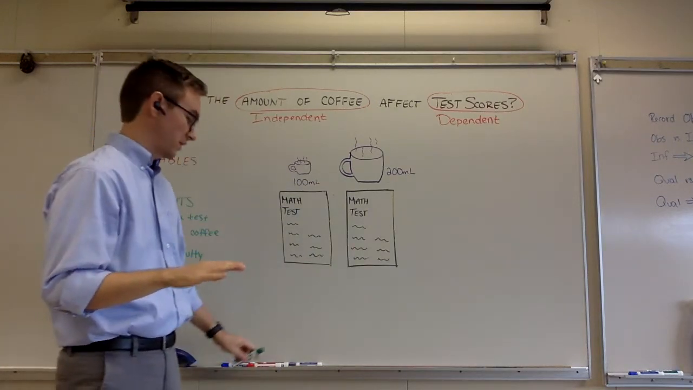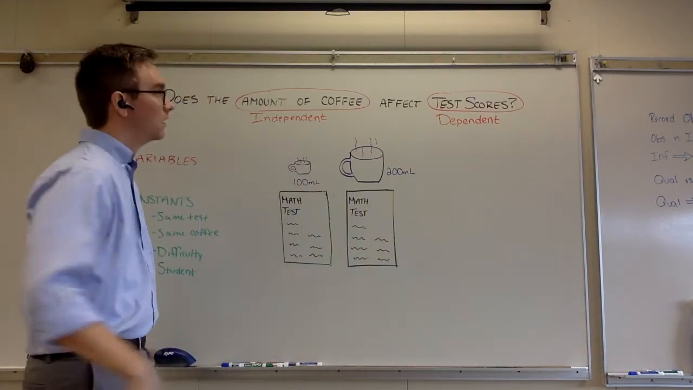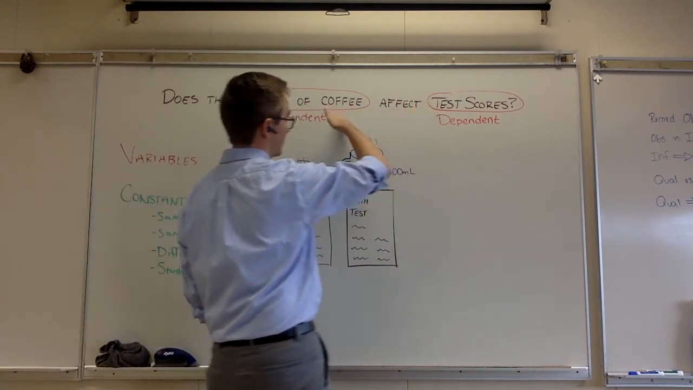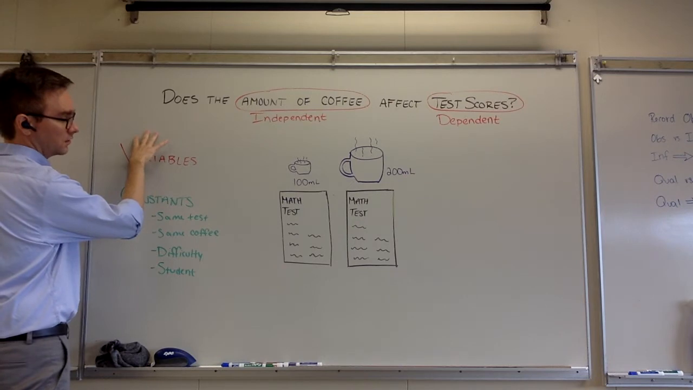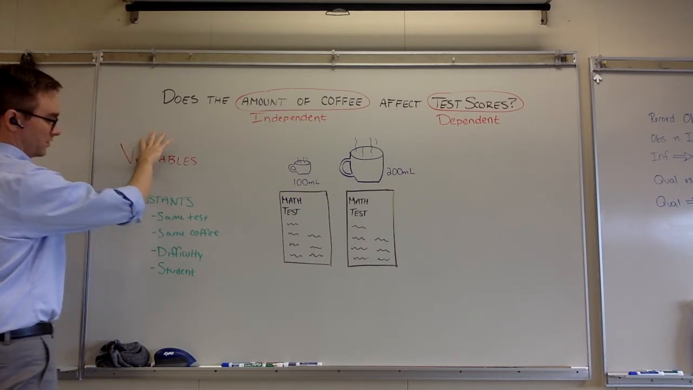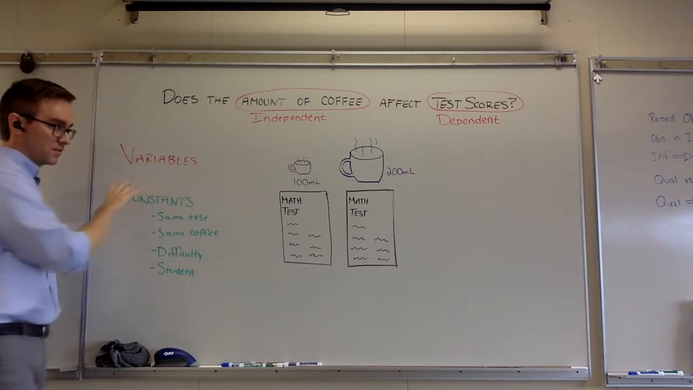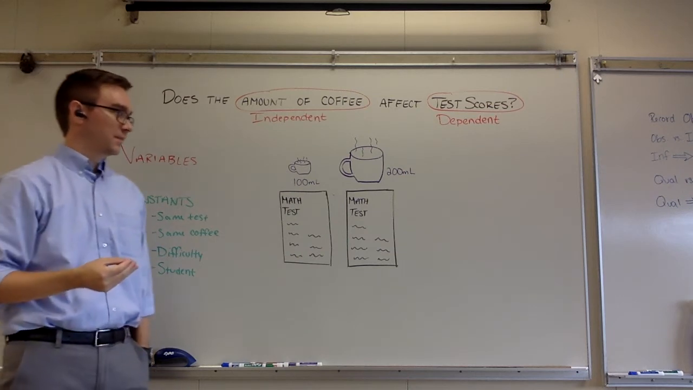You don't want to test multiple things. You just want to test one thing at a time: how it affects the test scores. All right? So we have our variables, we have our constants, we're ready to collect our data.